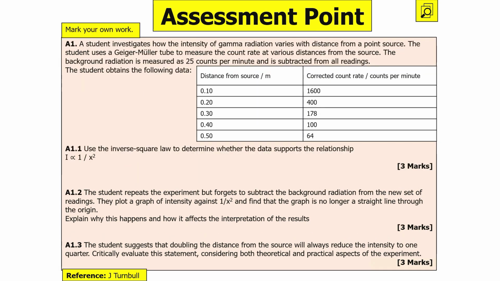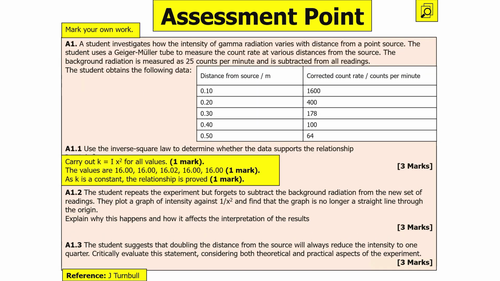So in our first one, we can work out by saying k is equal to I x squared for all values, and we get 16, 16, 16.02, 16 and 16. As k is constant, our relationship is proved.